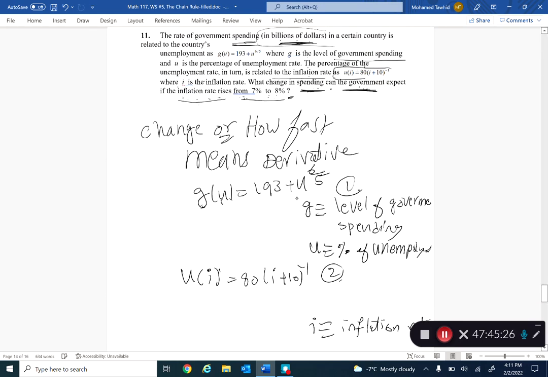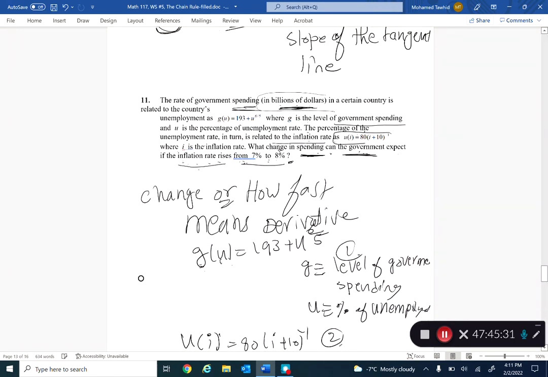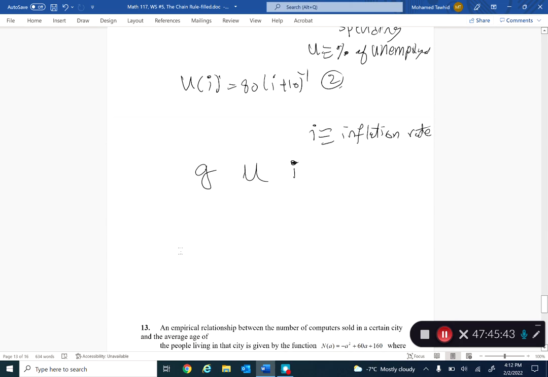What is the question here? They tell you what change. What change means the derivative of the spending level, that is your G of the government, with respect to inflation rate, which is I. So they ask about the derivative of G with respect to I, right? The derivative of G with respect to I. But I cannot go from G to I straight.